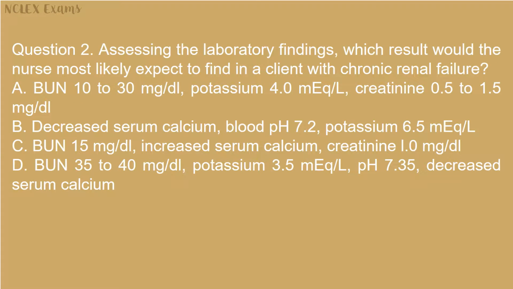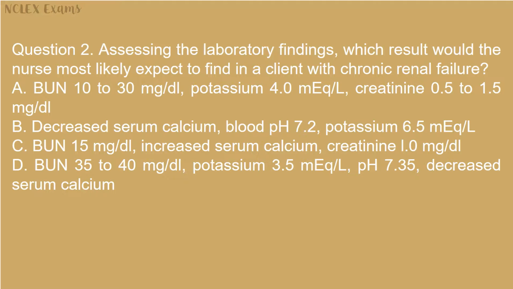Question 2. Assessing the laboratory findings, which result would the nurse most likely expect to find in a client with chronic renal failure? A. BUN 10 to 30 mg/dl, potassium 4.0 mg/L, creatinine 0.5 to 1.5 mg/dl. B. Decreased serum calcium, blood pH 7.2, potassium 6.5 mg/L. C. BUN 15 mg/dl, increased serum calcium, creatinine 0 mg/dl.